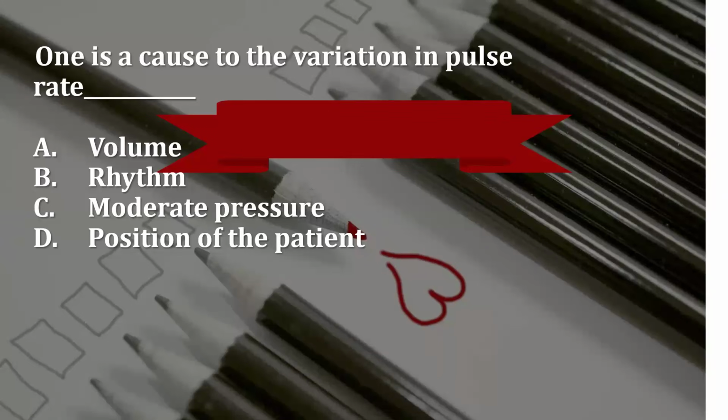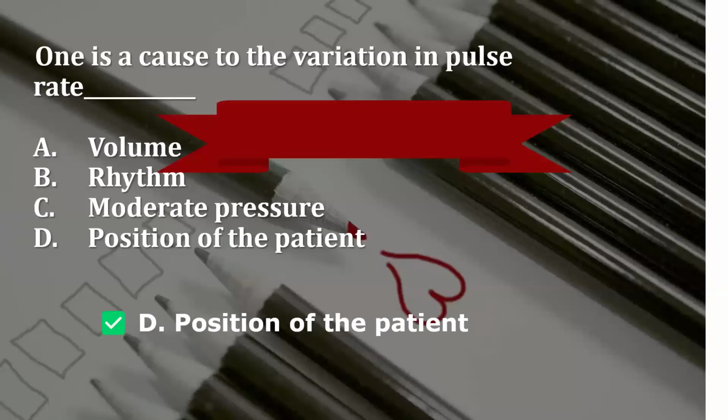One is a cause of the variation in pulse. A, the volume of the pulse; B, the rhythm; C, the moderate pressure; D, position. And the correct answer is D, position of the patient.